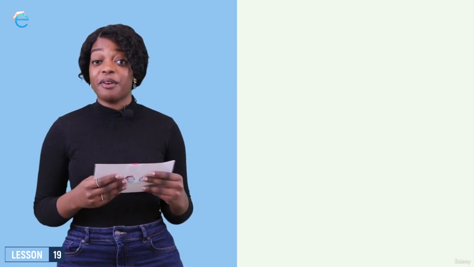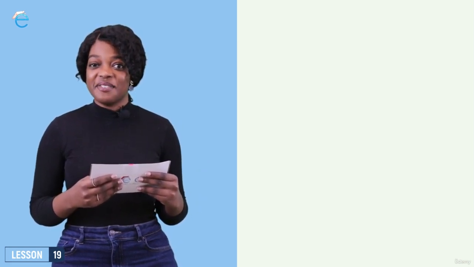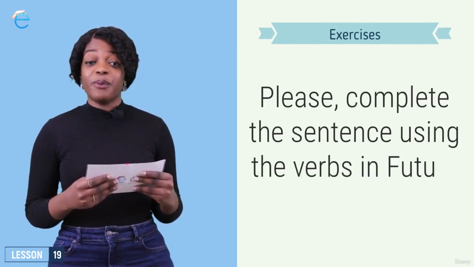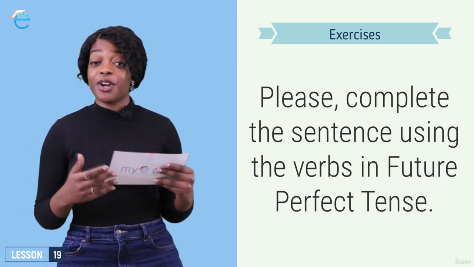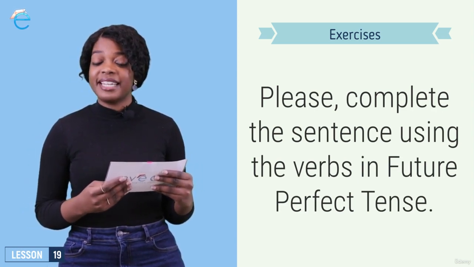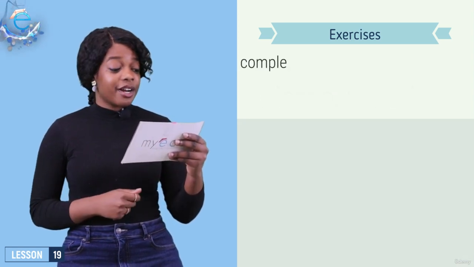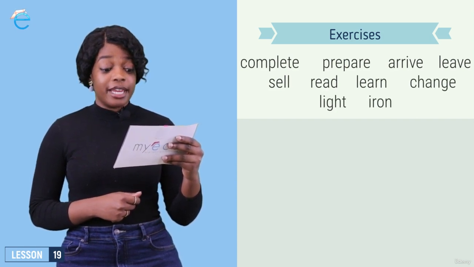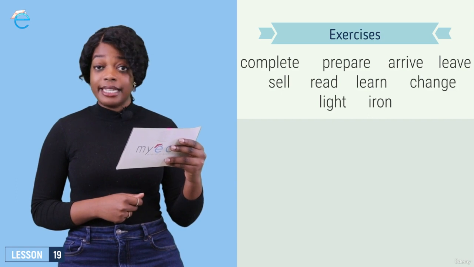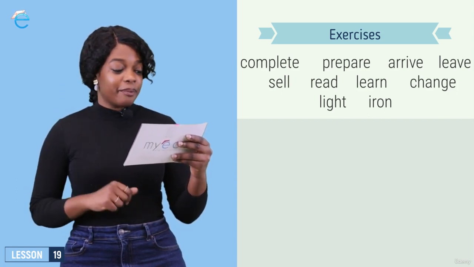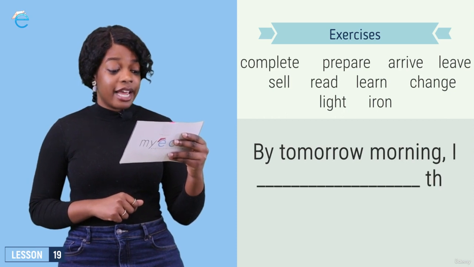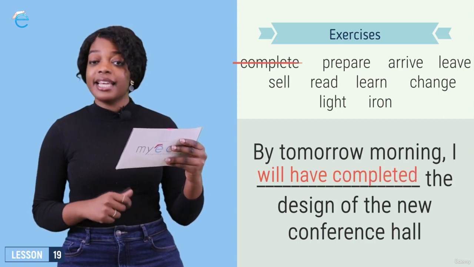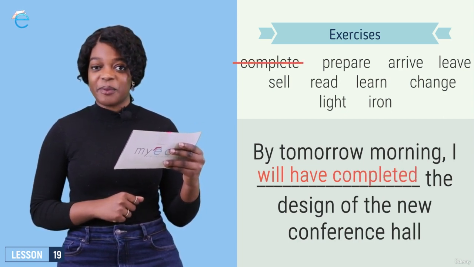Now that we've completed our future perfect tense, let's do an activity together to make sure we all understand. Here we have some verbs, and we're going to use the appropriate verb with the correct future structure to complete the sentences. The words are complete, prepare, arrive, leave, sell, read, learn, change, light, and iron. Number 1. By tomorrow morning, blank the design of the new conference hall. I will have completed the design of the new conference hall.